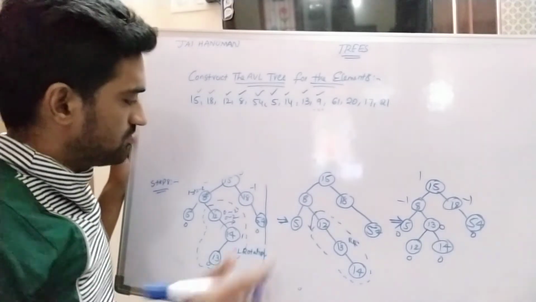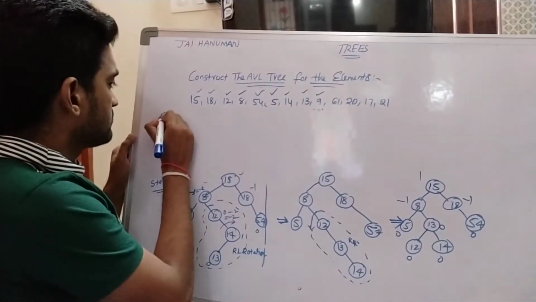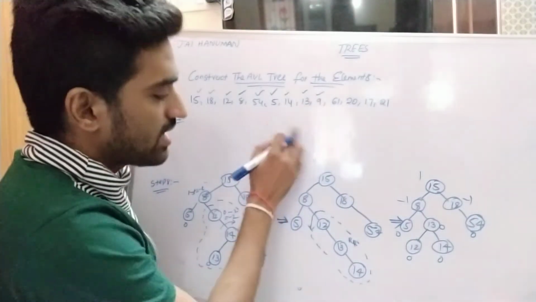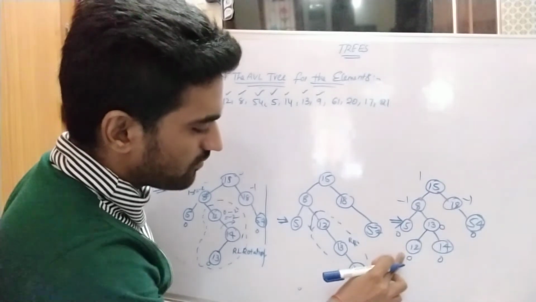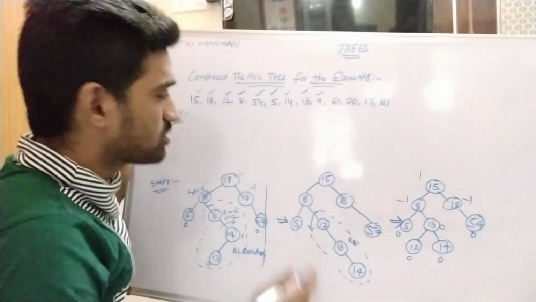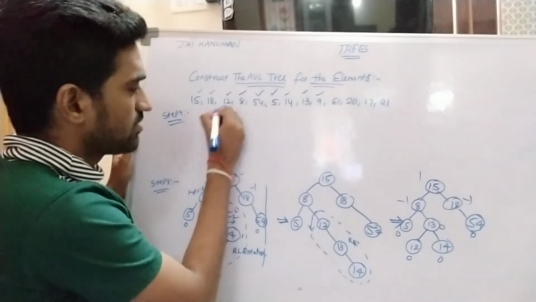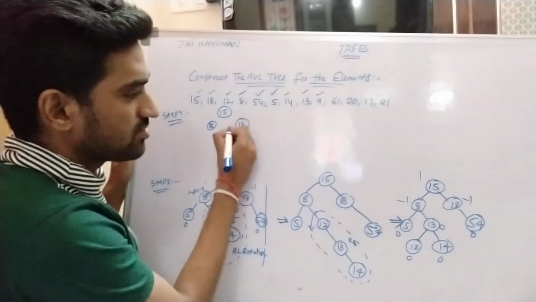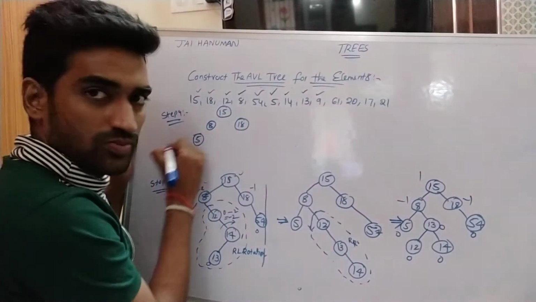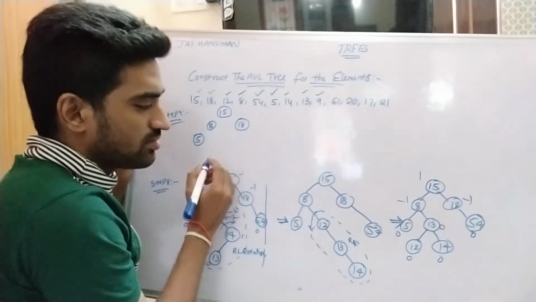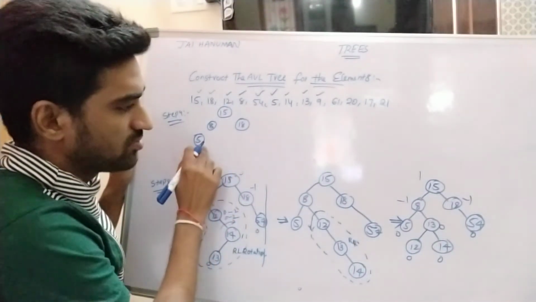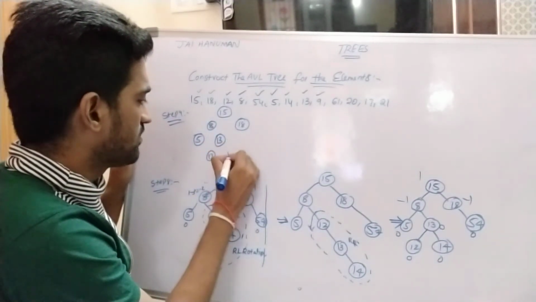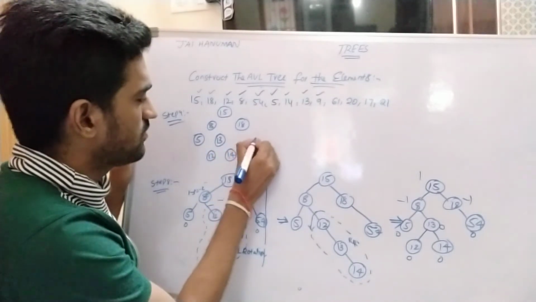Alright, step 9. So in step 9 we are inserting 9 at left of 12. Left of 12. Now the tree becomes 15, 8, 18, 5, 13, 12, 14, 54.